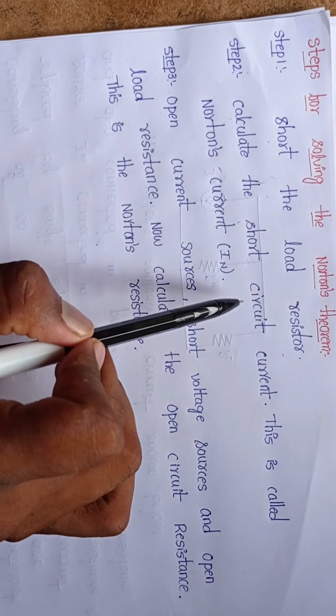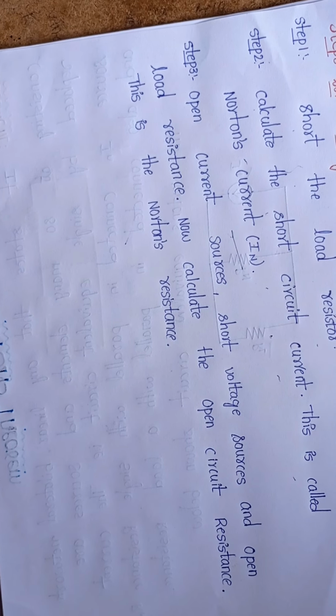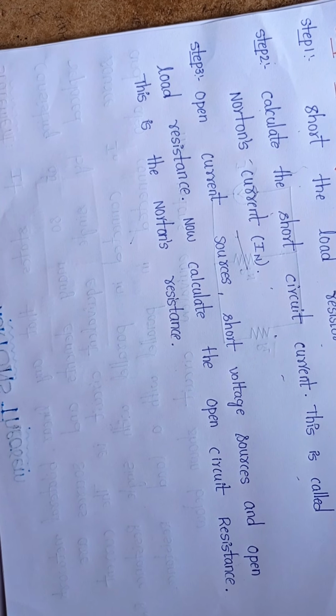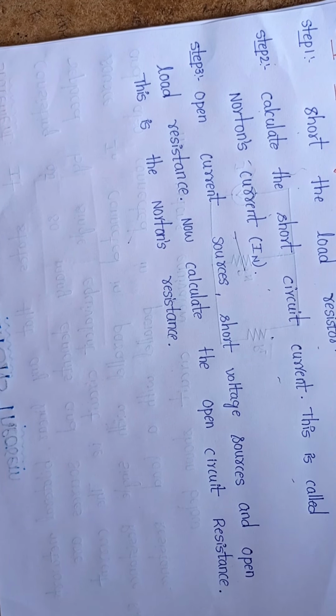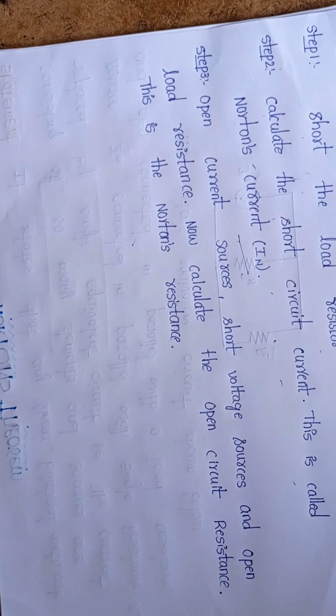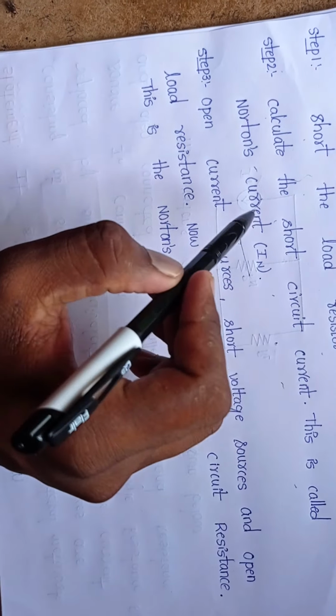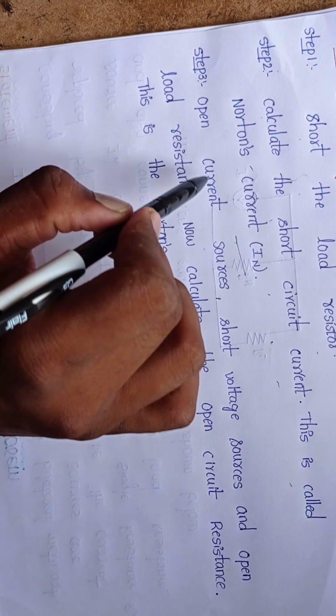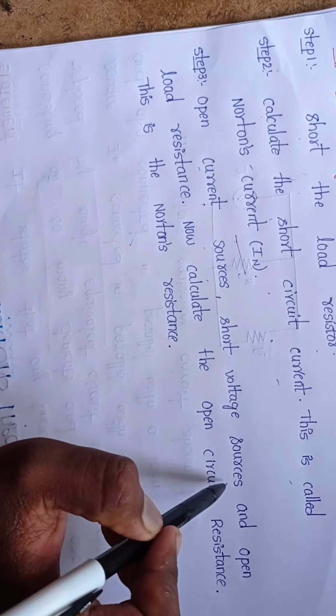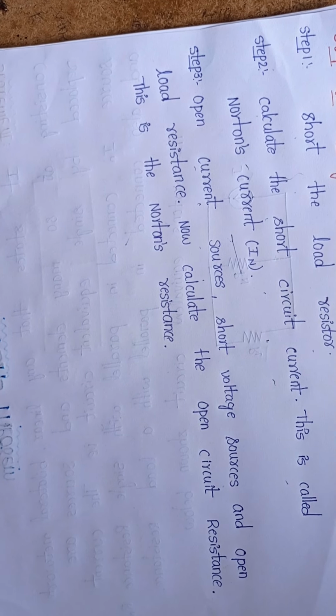This is called Norton's current. We know that in Norton's equivalent circuit we have only Norton's current source, Norton's resistance and the load resistor. That's why we need to calculate Norton's current. While calculating it, we short circuit the load resistor, and that short circuit current is nothing but the Norton's current. And the third step: open circuit the current sources, short the voltage sources, and open the load resistance.